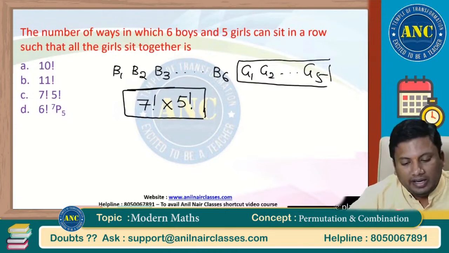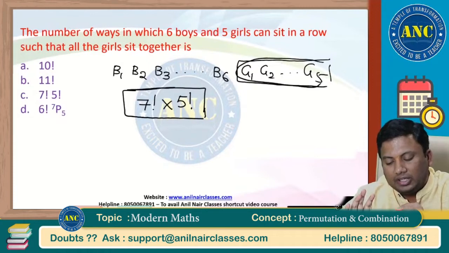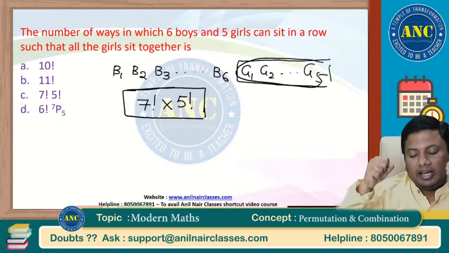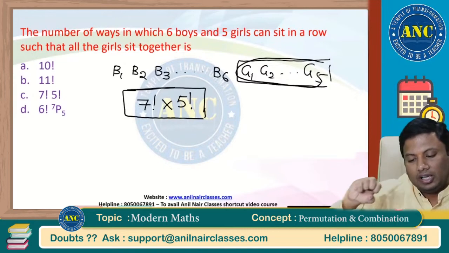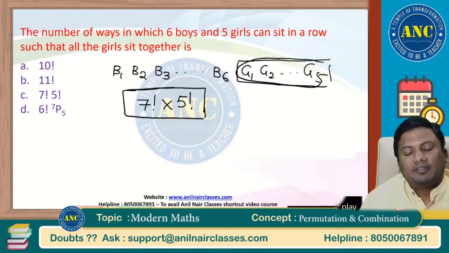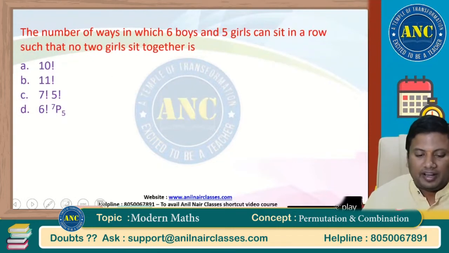I hope the idea is clear. All the girls are sitting together. So I made them sit together and I tied them and I kept them under one roof. So total there are 7 people. 7 people can arrange among themselves in 7 factorial. 5 girls can arrange among themselves in 5 factorial.